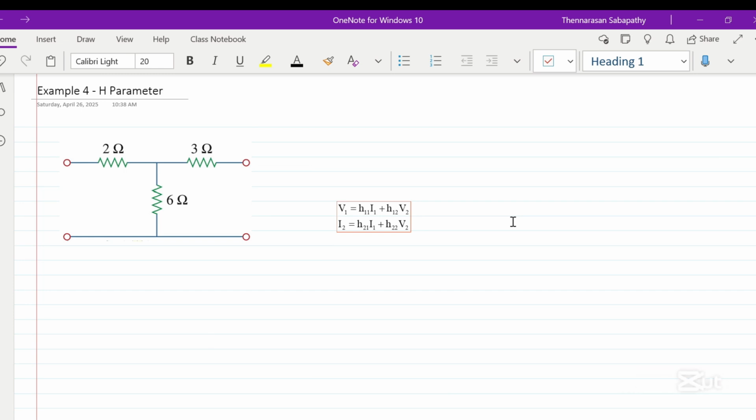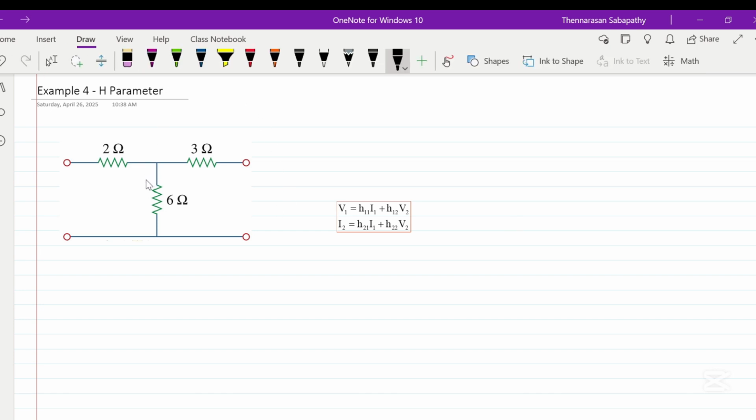Hi all, so we will solve the example for getting the H parameter based on the circuit. Here we have a T network circuit with 2 ohm, 6 ohm and 3 ohm. In this session we are going to use the alternative method where we keep both ports active, solve the equations, find the two equations, and compare them with the given equations so that each parameter can be obtained.